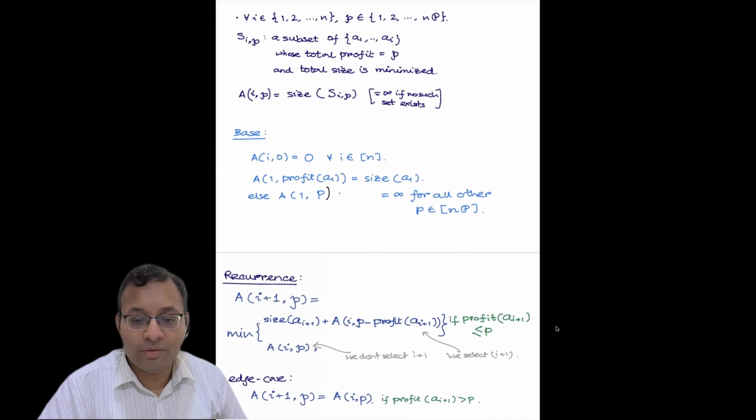If already profit of A_{I+1} is more than P, then we cannot take the item. So A_{I+1}, P is A_I, P. And in the other case, if we don't take the item, then also it's A_I, P.